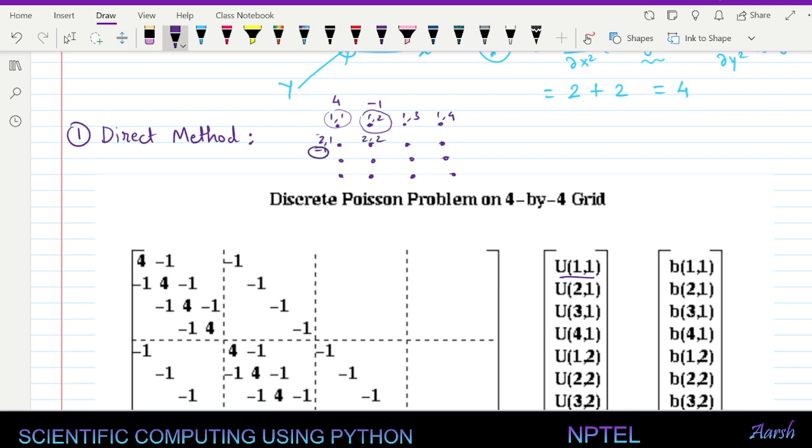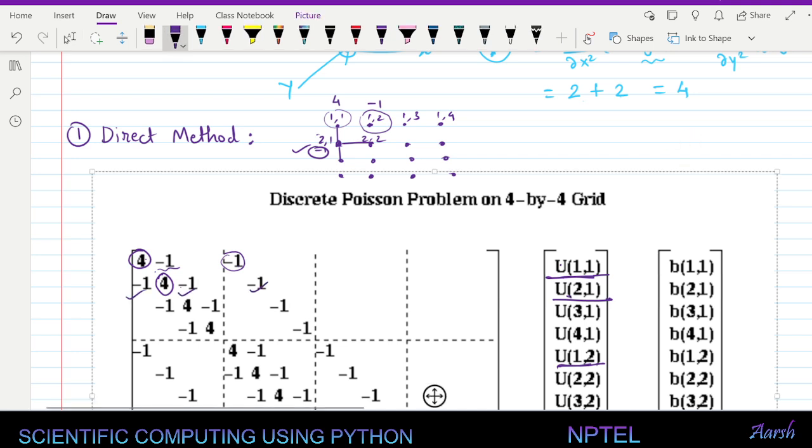Right? So for u11, 4 is the coefficient of u11, then this minus 1 is for u21. Okay, that's this one. And then there is minus 1 ahead of u12, which is here. So you have 4, minus 1, minus 1. Similarly for u21, you can imagine it has 3 neighbors, right? So for u21 itself it's 4, and then it has 3 neighbors, so 3 times minus 1.